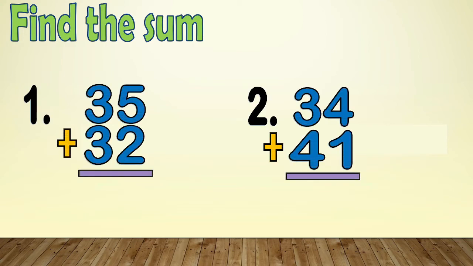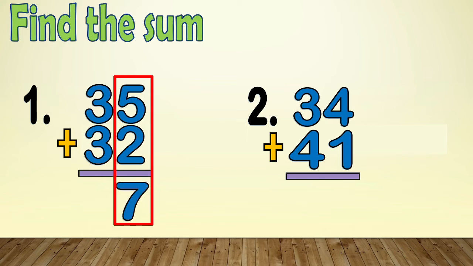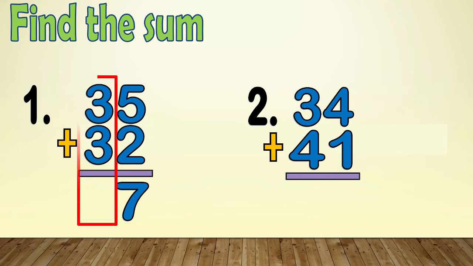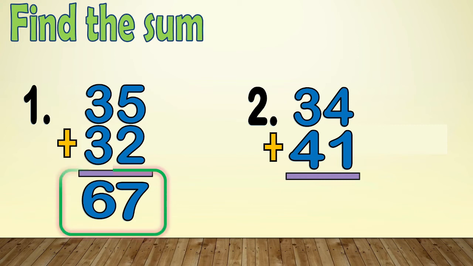Let's answer this. Find the sum. Number 1. 35 plus 32. We start by adding the digit in the ones column. 5 plus 2 equals 7. Then, add the tens place. 3 plus 3 equals 6. Our final answer is 67.